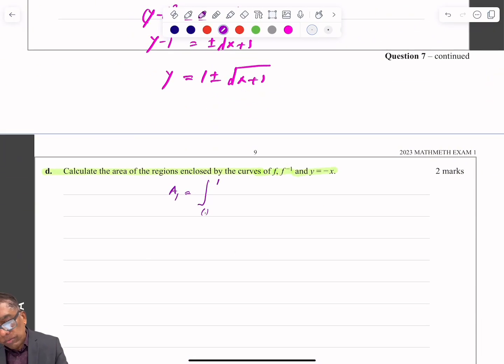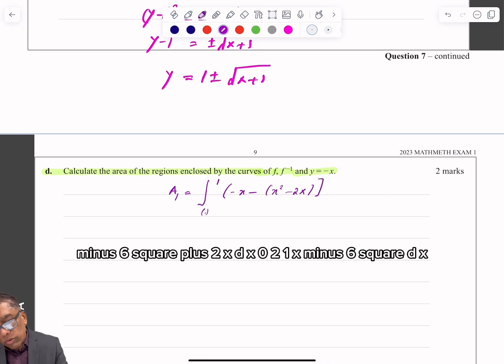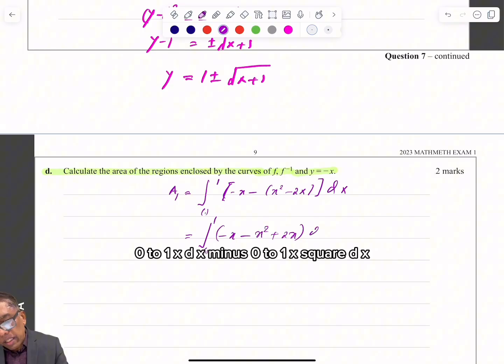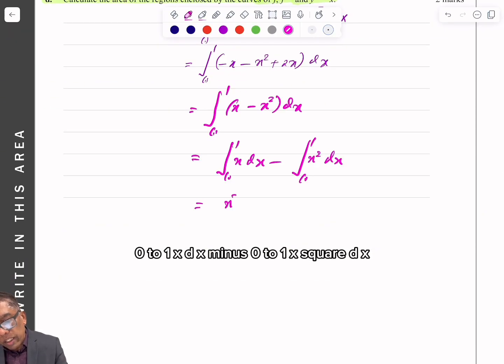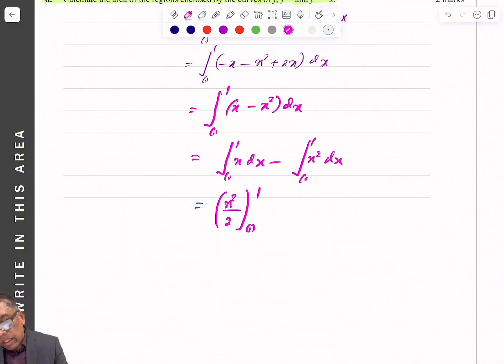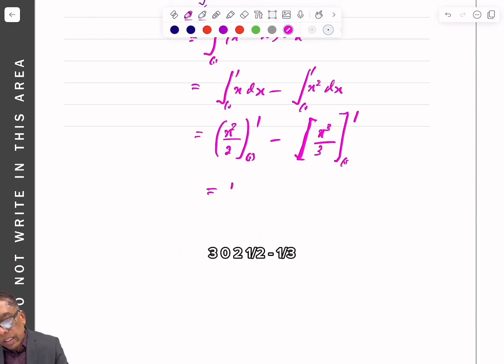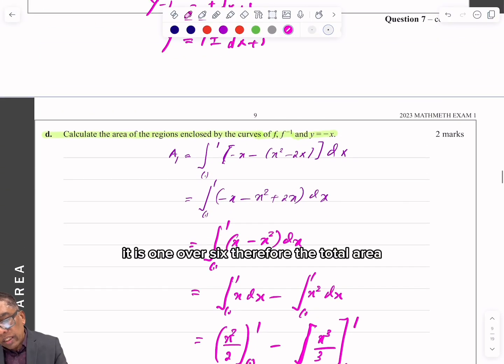0 to 1, minus x square plus 2x dx. 0 to 1, x minus x square dx. 0 to 1 x dx minus 0 to 1 x square dx. x square on 2, 0 to 1, minus x cubed on 3, 0 to 1. Half minus 1/3. It is 1 over 6.